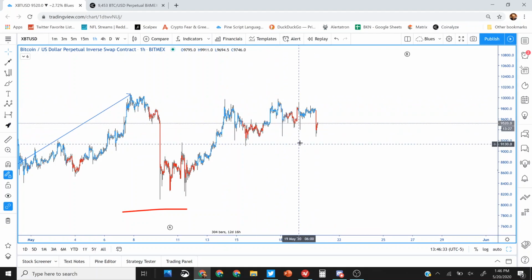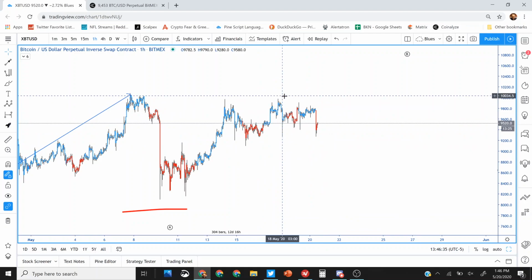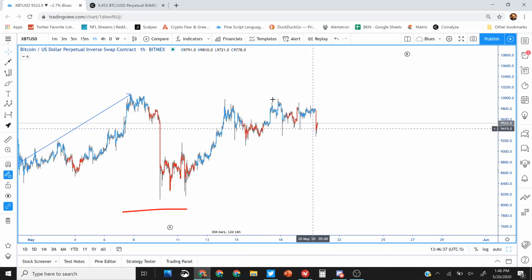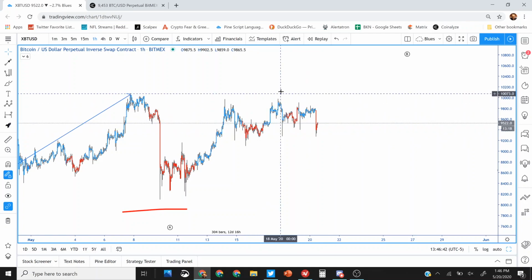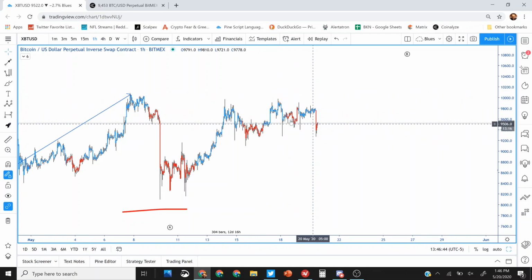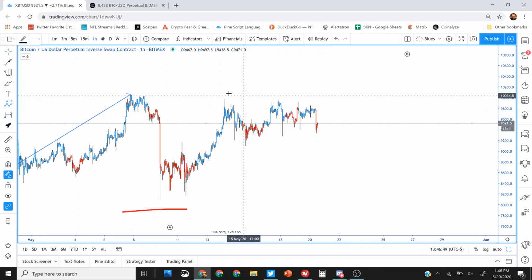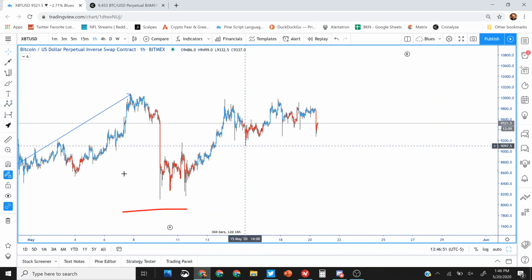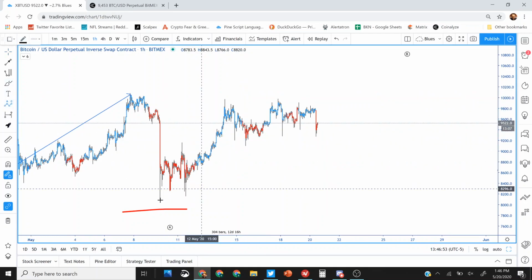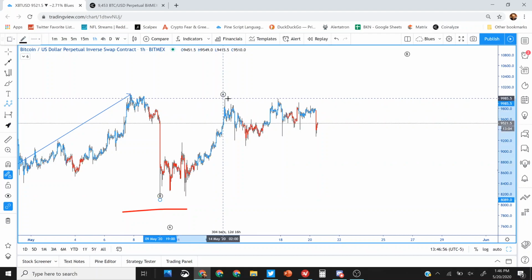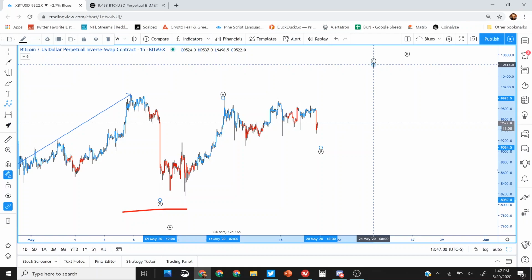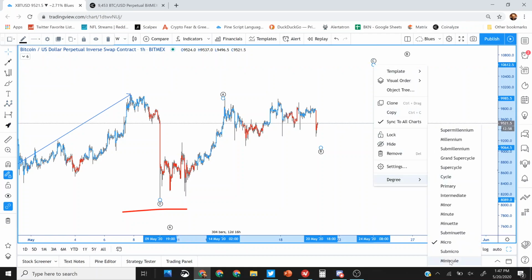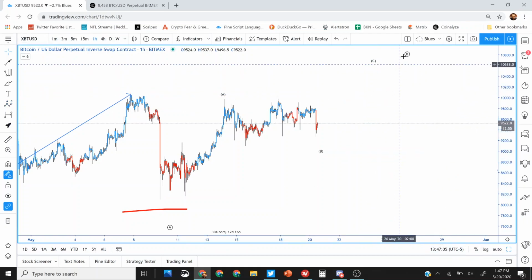Could B be complete, and even C? Possibly, because we do have this. I think there's a good chance that these 1-hour flips here are internal waves of B. So we have a lower degree, let me redo this. We have a lower degree A. Could this be B? And we're looking for C up at this time. This is very possible.